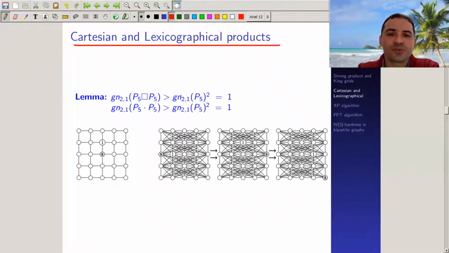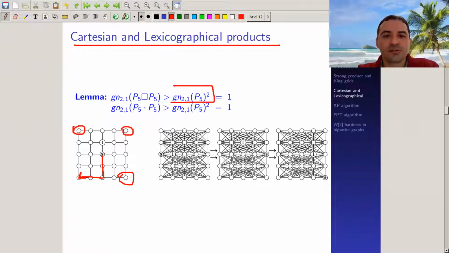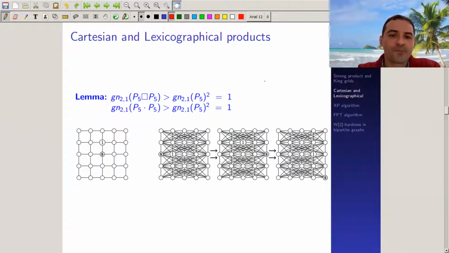In the Cartesian products, we prove that this upper bound fails. For example, here, the easy one, it's easy to see that the spy can go to an extreme point, and then one guard cannot surveil the spy. Recall that in the P5, with S equal to 2 and D equal to 1, only one guard is sufficient. 1 squared is 1, but we need at least 4 vertices here in the Cartesian product.